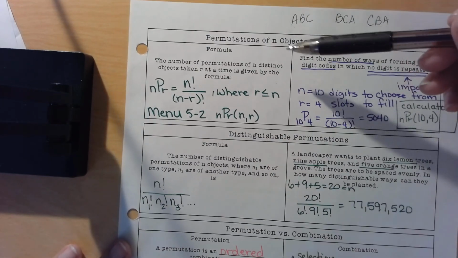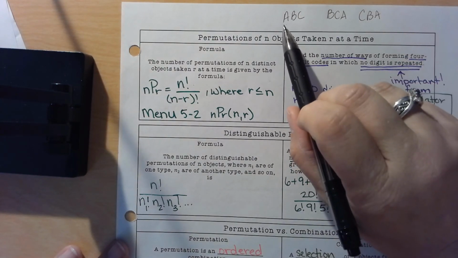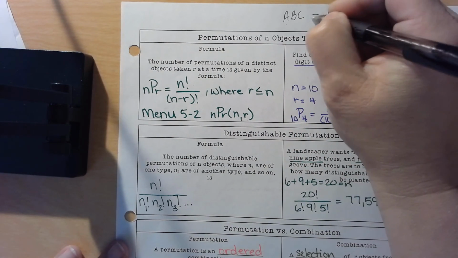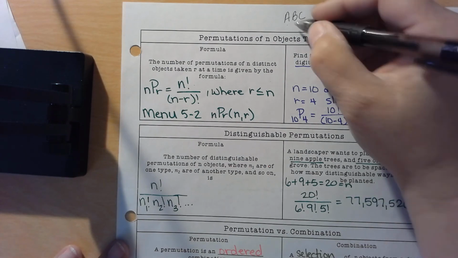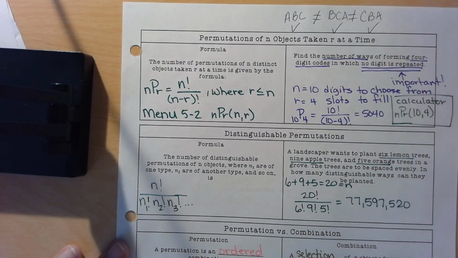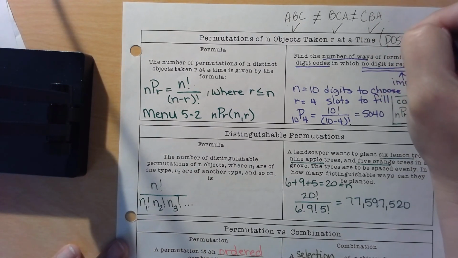So one of the ways we can do that is permutations. Permutations occur when everything is a unique thing. So ABC is not the same thing as BCA, and that's not the same thing as CBA. So they are completely unique new ideas every time. The way you can remember it is position matters.